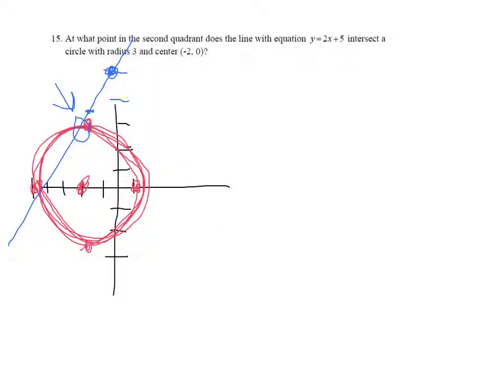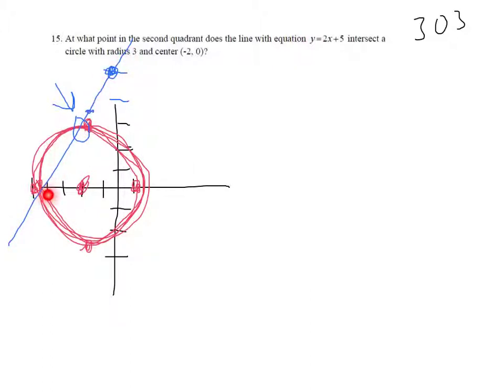So this is problem number 15 from page 303 in the textbook, and it's just like this problem out of my MyMathLab you're asking about. And what we did, I drew a picture of this. So here's the circle with a radius of 3, centered at (-2, 0), and then they want to know where does this line intersect the circle in the second quadrant.